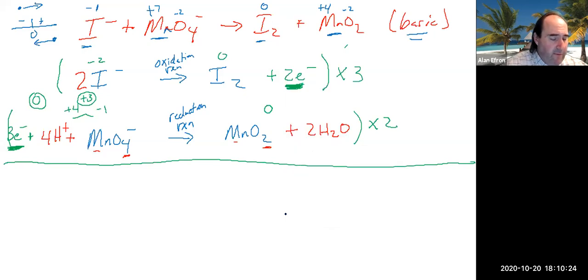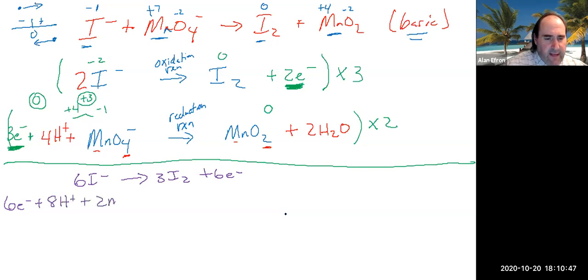Multiplying my 3 across the top gives me 6I minus goes to 3I2 plus 6 electrons. Multiplying my 2 into the bottom equation gives me 6 electrons plus 8 H pluses plus 2 MnO4 minus goes to 2 MnO2 plus 4 waters.